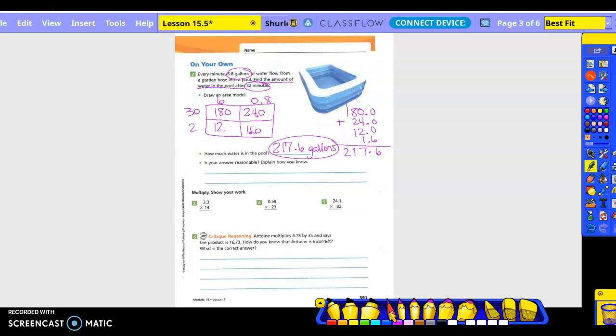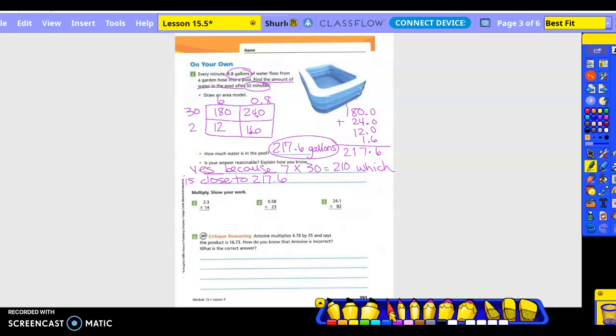Is your answer reasonable? So we're going to put a line here. And we're going to say because, what would we estimate 6 and 8 tenths to? What whole number? 7. Okay, so 7 times, what would we estimate 32 to? 30. 7 times 30 equals 210, which is it close or not? Okay, which is close to 217.6. So what are we going to put on that line? Yes or no? Okay.